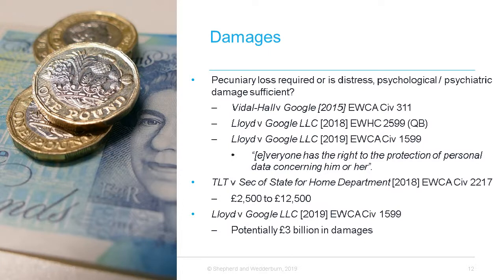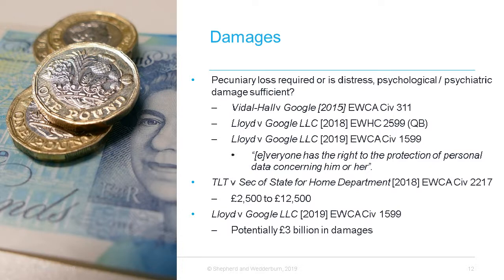In the TLT case that I mentioned earlier, the Home Office had mistakenly uploaded a spreadsheet containing the personal data of approximately 1,600 applicants for asylum or leave to remain to a government website. Damages of £2,500 to £12,500 were awarded to each claimant using psychiatric and psychological damage cases as guideline comparators.